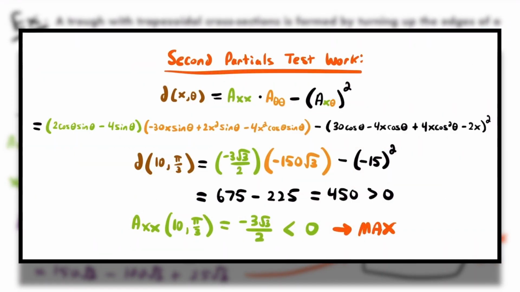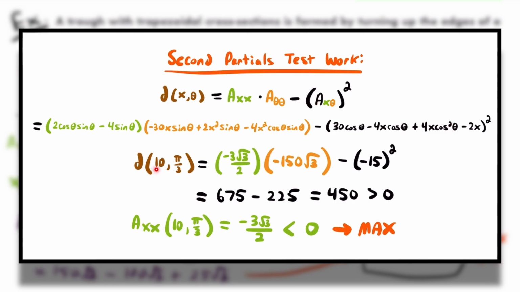I'm not going to go over every single step of the process here, but the formula for d would look like this. Normally you have x and y, but since our variables are x and theta, it looks like this. d of x theta will be equal to the second partial derivative with respect to x twice times the one with respect to theta twice minus the mixed second partial derivative squared. These are the different expressions that you would get for those second partial derivatives.